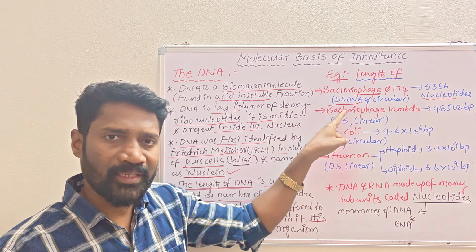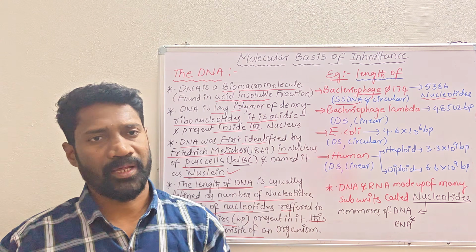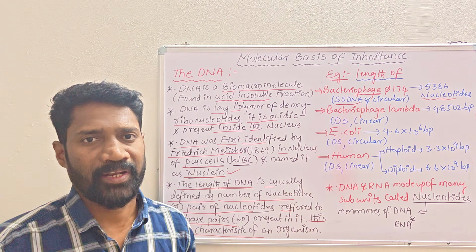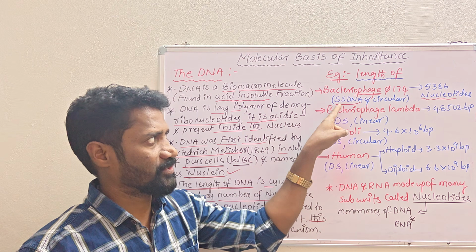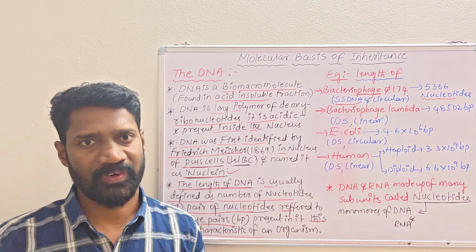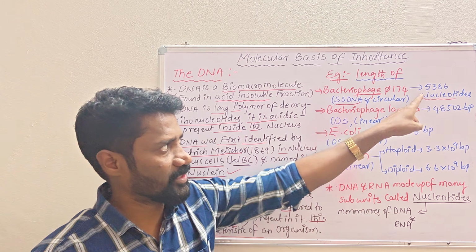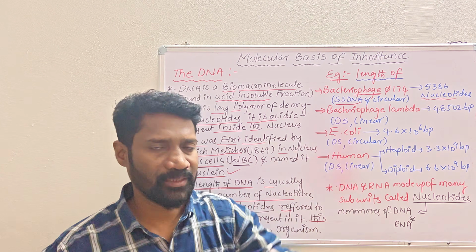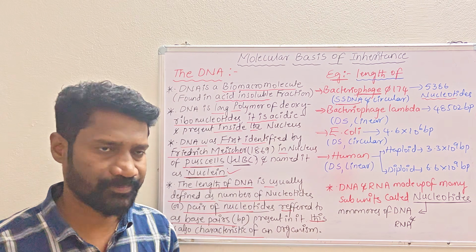Generally, we know that DNA is a double stranded structure, but in some viruses like bacteriophage φX174, the DNA is single stranded and it is circular. Which type of DNA is present in this type of virus? It is single stranded, circular DNA. What is the length of the DNA in this virus? It is 5386 nucleotides, right?